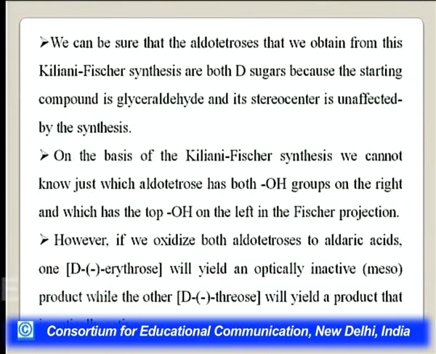What are these? Let us see. We can be sure that the aldotetroses that we obtain from this Kiliani-Fischer synthesis are D sugars because the starting compound is D-glyceraldehyde and its stereocenter is unaffected by the synthesis. On the basis of Kiliani-Fischer synthesis, we cannot know which aldotetrose has both hydroxyl groups on the right and which has them on the left in the Fischer projection. However, we oxidize both aldotetroses to aldaric acids. D-erythrose will yield an optically inactive meso compound, while D-threose will yield a product that is optically active. Let us see the reaction in detail.